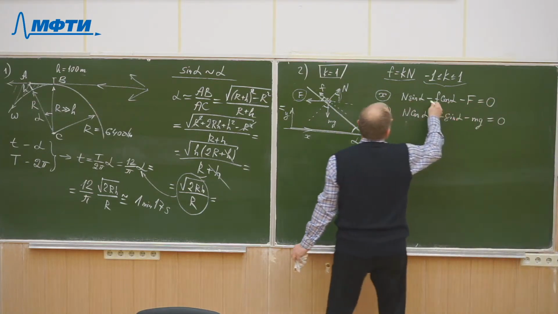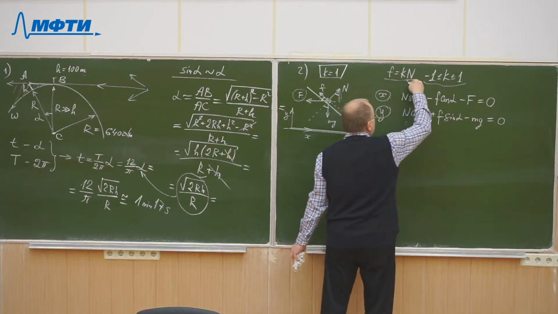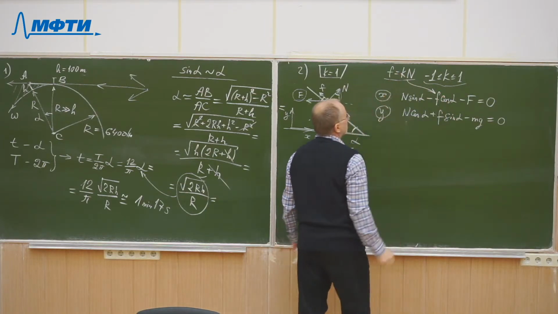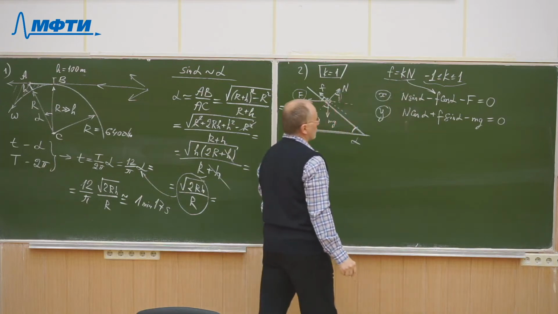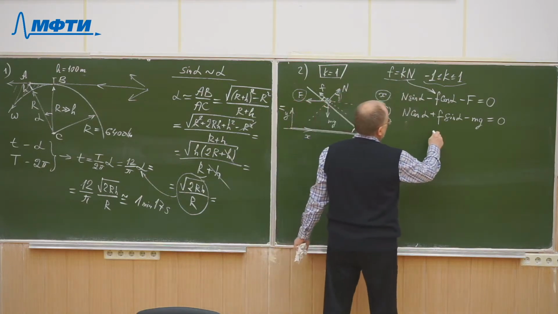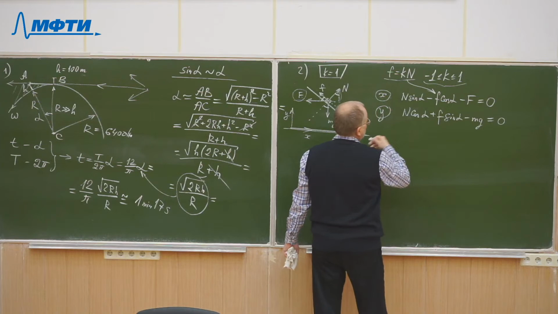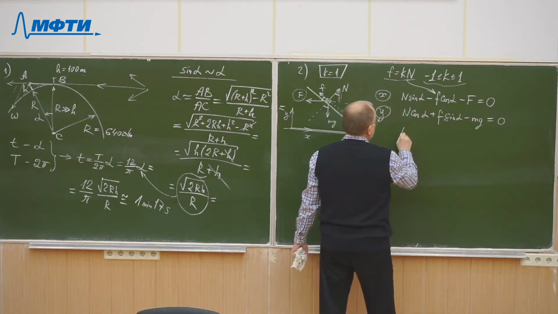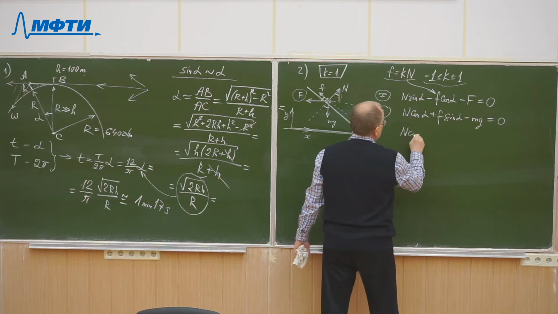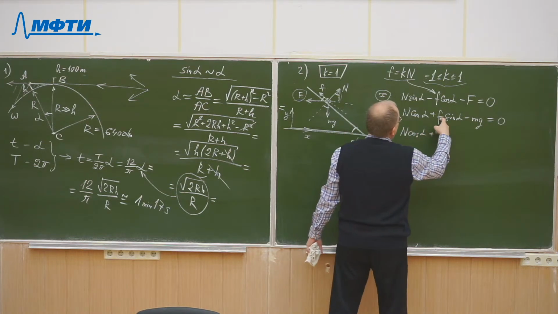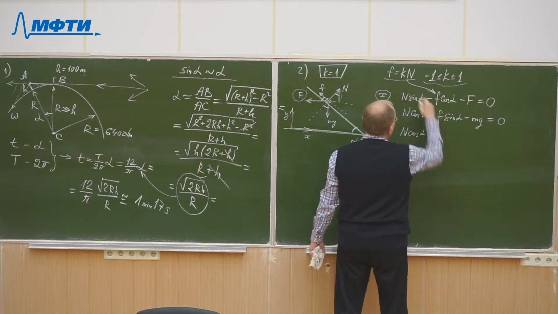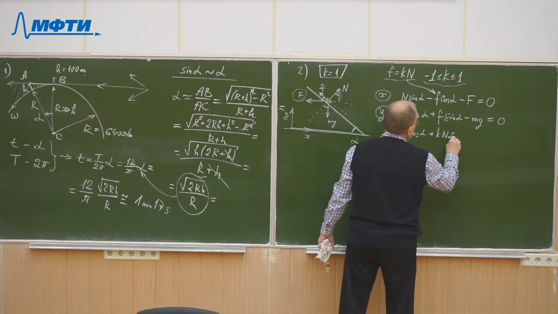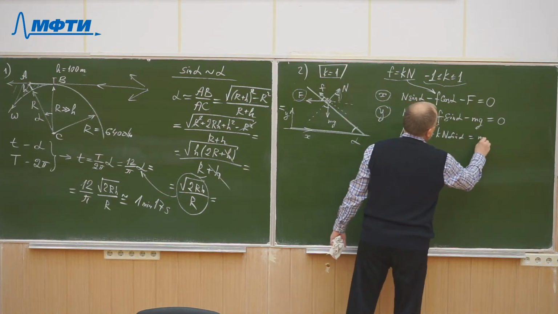So we have to take into account that F is Kn. We have to substitute here instead of F this expression. And then we will have the possibility to find N from the second equation. I will put it in this way: N cosine alpha plus force of friction Kn sine alpha equals mg.